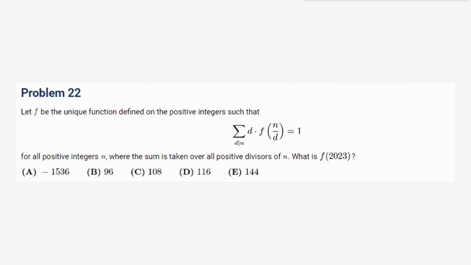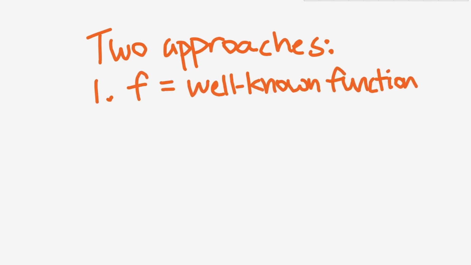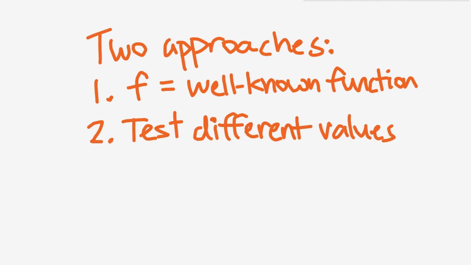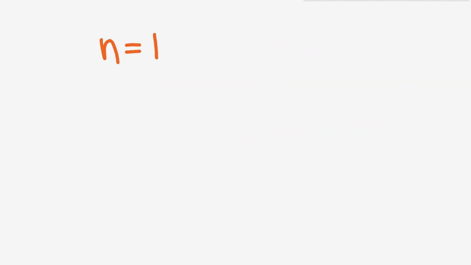Problem 22 asks us to evaluate f of 2023, where f is the unique function defined on the positive integers such that the following condition holds for all n. Generally, when dealing with mystery functional equations, there are two approaches. Identify the function as a well-known function like log or cosine, or test different values in order to figure out the function's behavior. In this case, it turns out that we should take the latter option and attempt to test different values. Let's start with n equals 1.